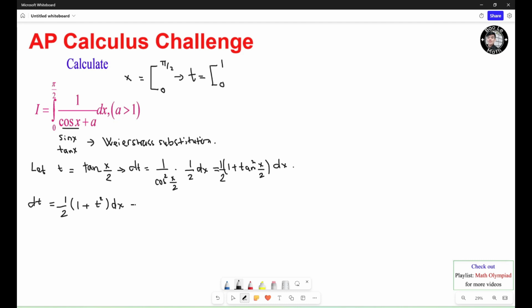dx. Now I need to calculate dx in terms of t. So it's going to be dx equals 2 dt divided by 1 plus t squared. Alright, so I leave it over there.